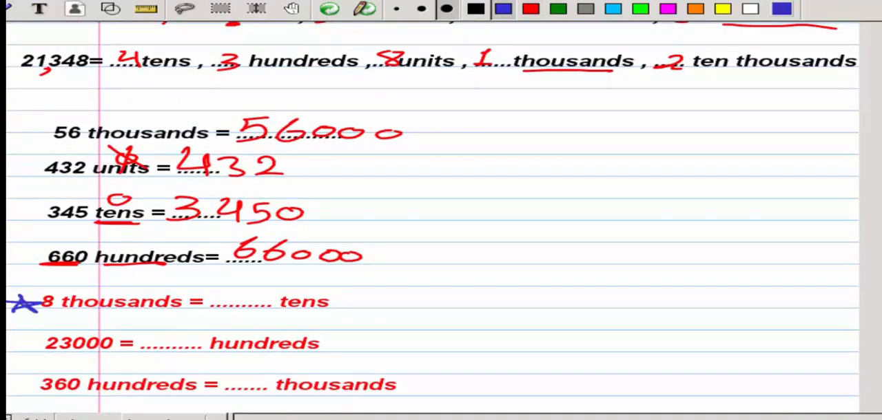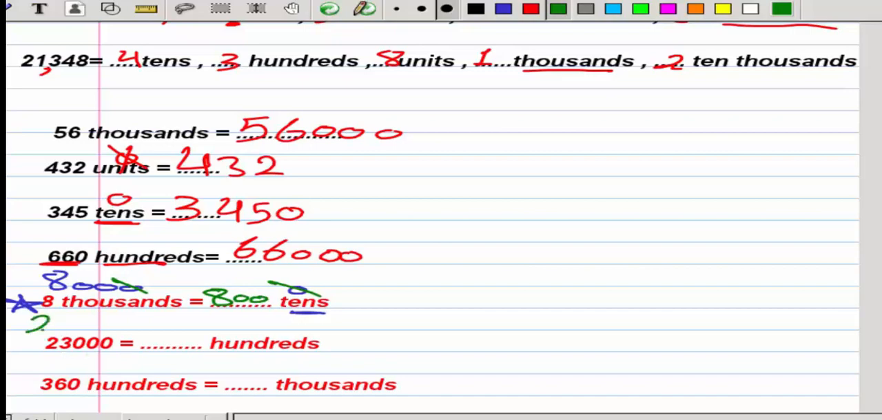Nice question. Here he said 8,000 equals space tens. Be careful, please. Here he said 8,000. We write 8 and 3 zeros from the right side. But here he said tens. Tens has only 1 zero. Now we can cancel together. Here we can cancel 0 and here also 0. Here we have 800. It will be 800 tens.